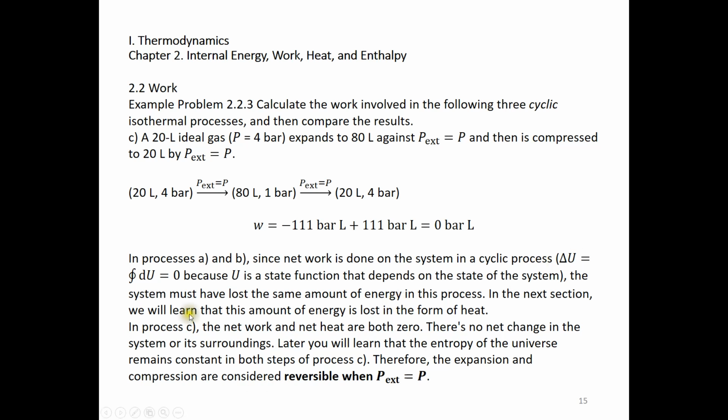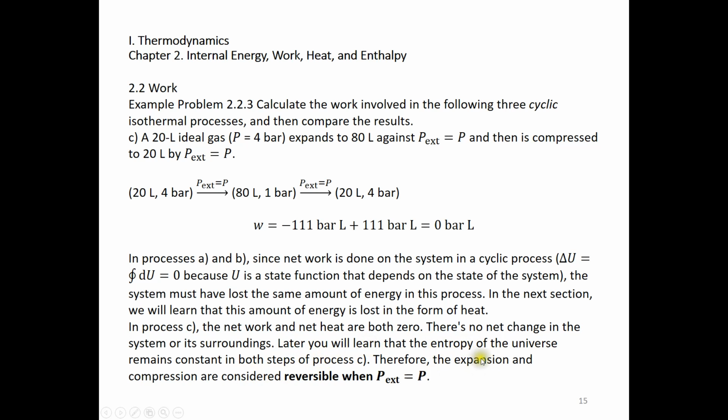Alright, and finally I want to just talk about this process C a bit more. The net work is 0, the net heat is also 0, and overall there's no net change to the system or its surroundings. You will learn later that in this C cyclic process, the entropy of the universe remains constant because there's no change to the system. There's no change to the entropy of the system, and there's no change to the surroundings. Therefore, there's no change to the entropy of the surroundings. Overall, the entropy of the universe remains constant.